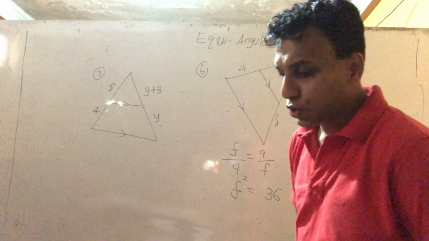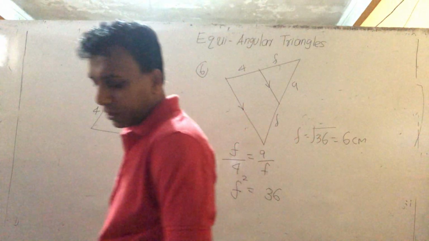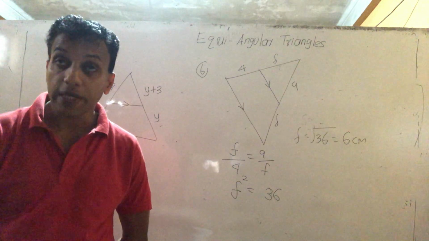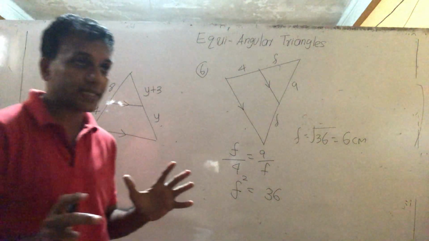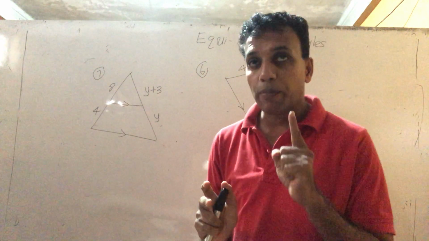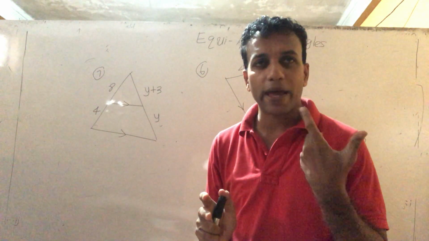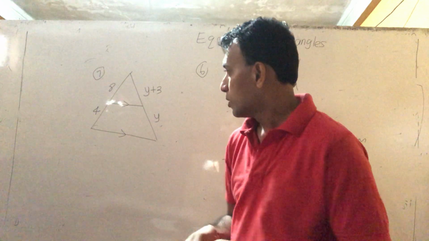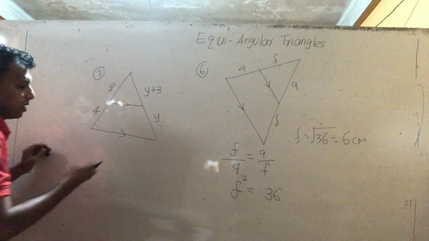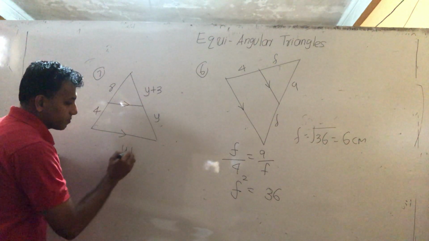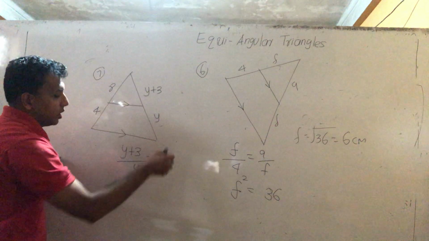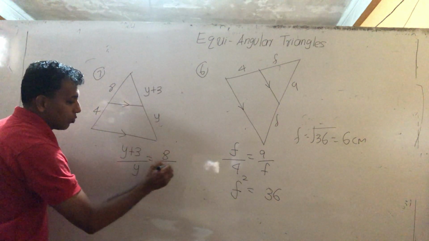So use the ratio theorem: a line drawn parallel to a side divides the other two proportionally. Now you are clear about how to apply this theorem in a particular question. When the parallel comes, only then it's valid. If no parallel, no theorem, right? Start from the unknown part: y plus 3 over y equals 8 over 4.